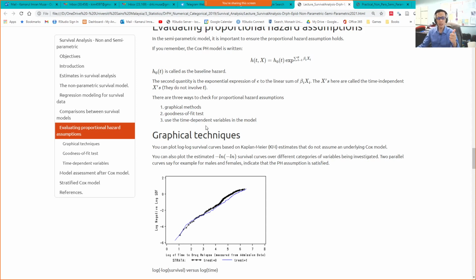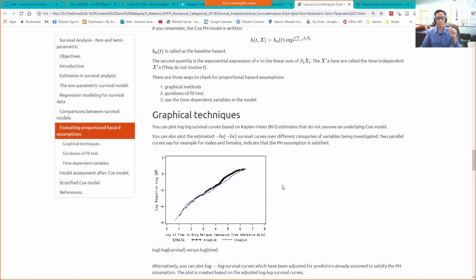Use graphical methods, use the goodness of fit test, and number 3, you can add time dependent variables in the model and look at the p-value of the time dependent variables inside your model.